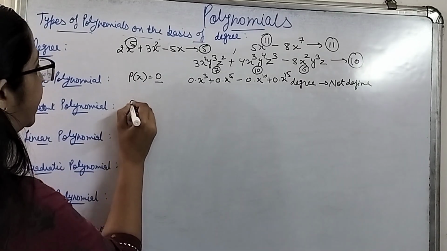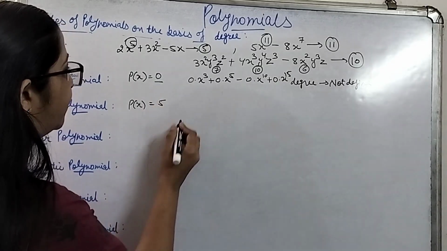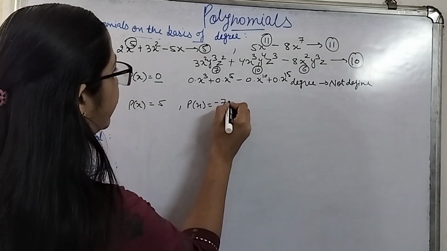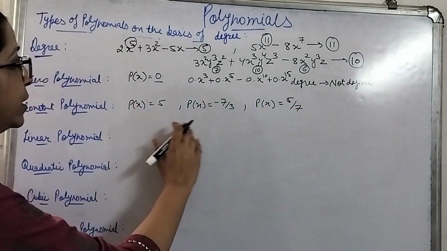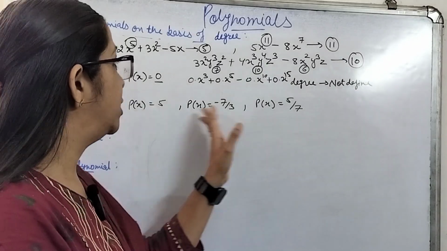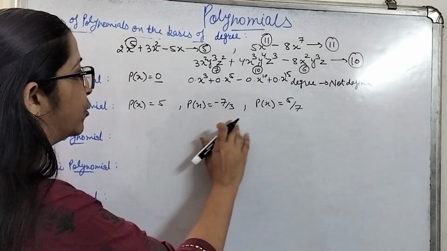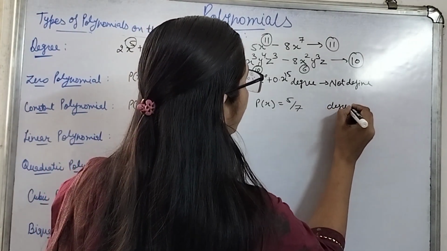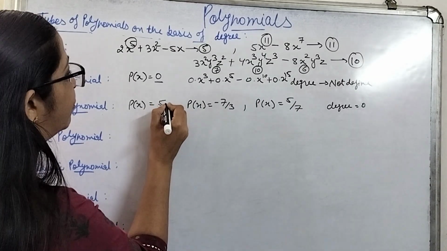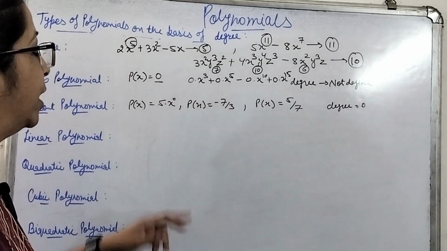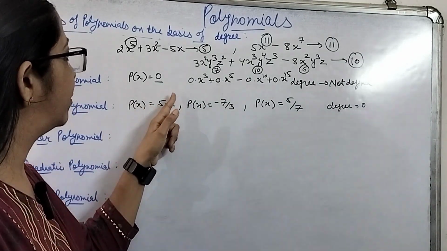Now coming to your constant polynomial. Whenever we are writing any polynomial in x, p(x) is equivalent to any constant number. It could be 5, it could be minus 7 upon 3, it could be 5 upon 7, whatsoever the numbers are, we can take any constant number. Such type of polynomials are known as constant polynomials. In these cases, the degree of the polynomial will be 0. Why is it 0? Because see, 5 could even be written as 5 multiplied by x raised to the power 0. Any base with the power 0 is equivalent to 1. We know that. So 5 multiplied by 1 will be 5 only.